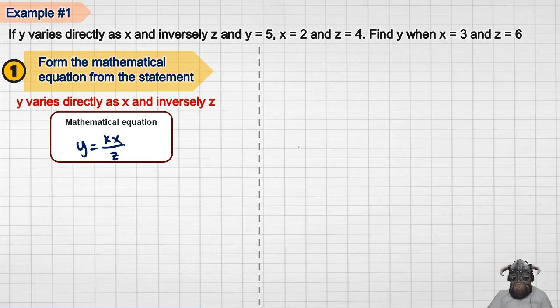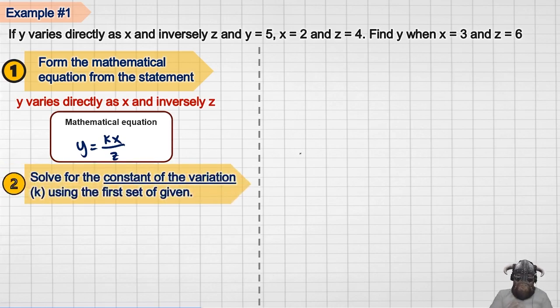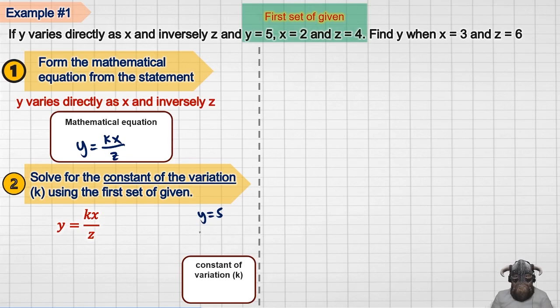So as we continue, let's try to use this mathematical equation to solve for the constant of variation. At the same time, you should also identify the first set of given. So here, we have y is equal to 5. So let's write it down, and we'll use this one as well. X is equal to 2. Z is equal to 4.